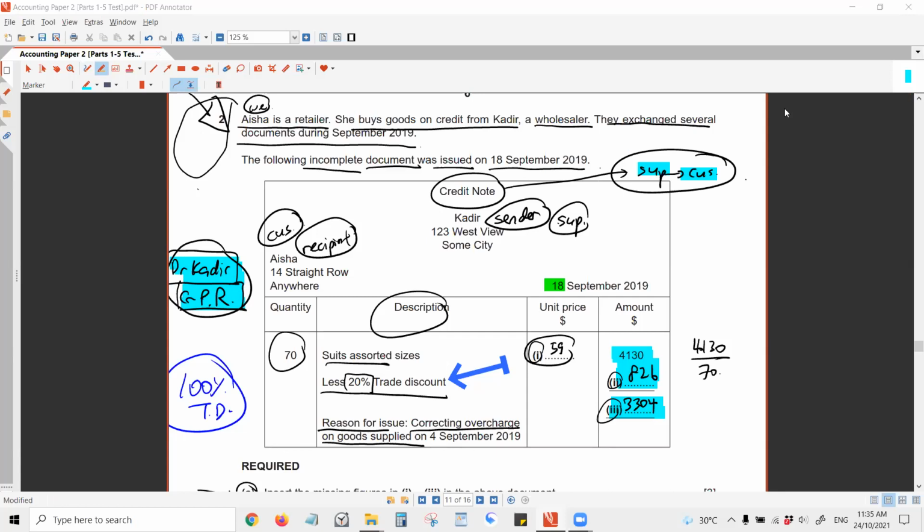Oh, okay. Because some of you gave me 3340, making me doubt my answer here. Let me check. 3304, okay? So remember, the trade discount amount is never shown in the T account. We always show the amount that is after trade discount. So use 3304, everyone.